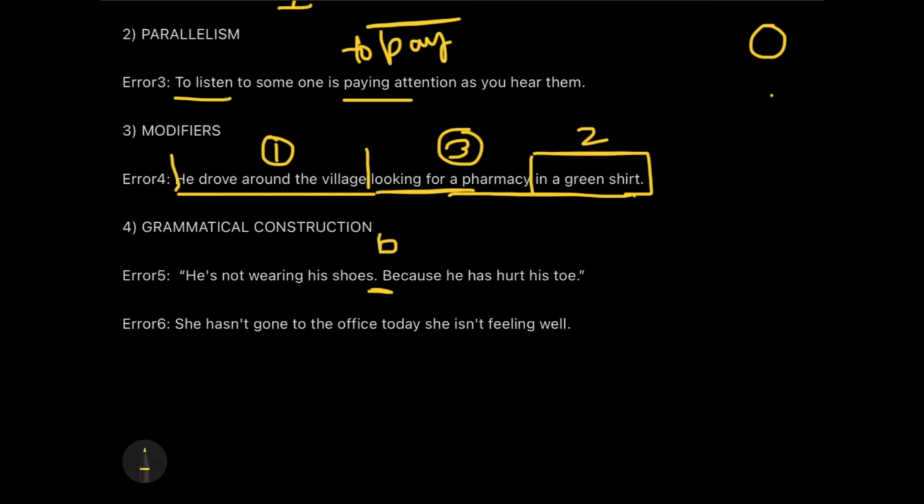Because should be small b, okay, and it should be a same line that he is not wearing his shoes. No full stop, small b because he has hurt his toe. Simple. That's the only correction you need to do in error number 5. Now error number 6, she hasn't gone to the office today. She isn't feeling well.